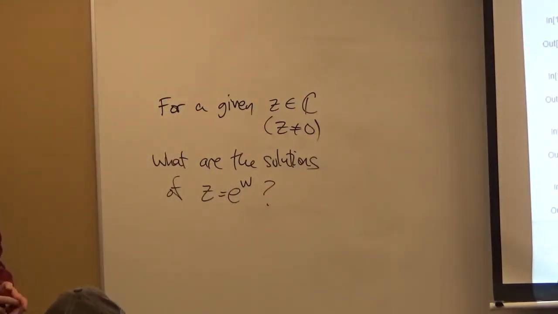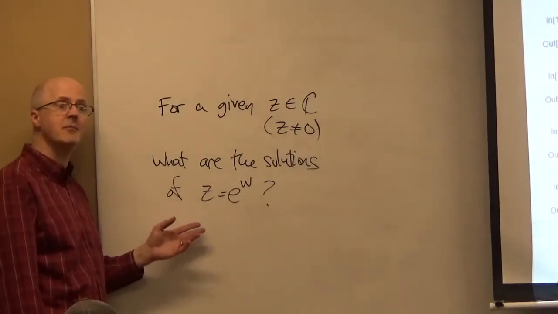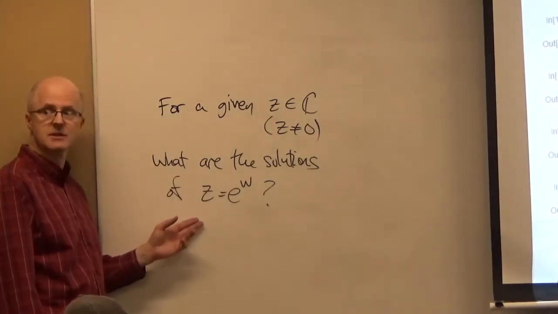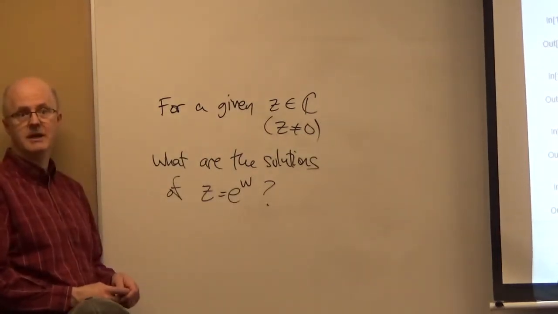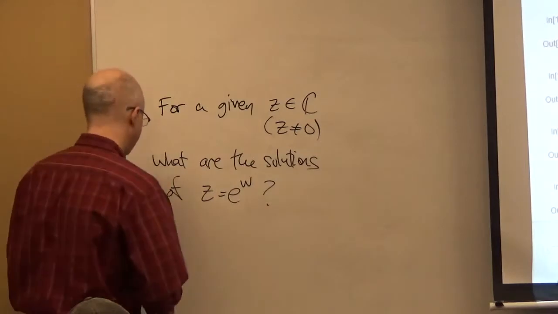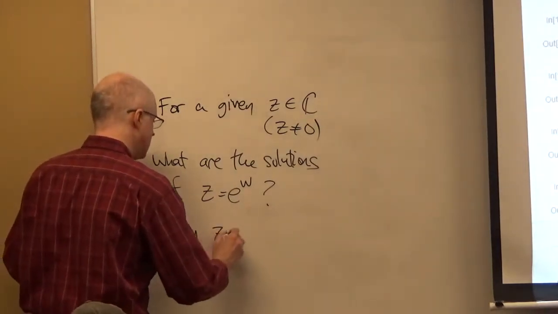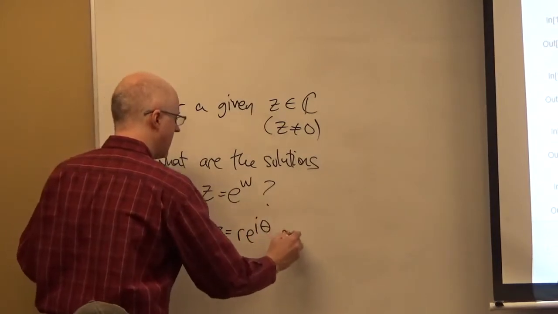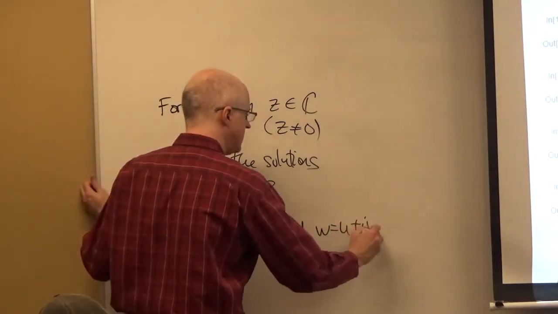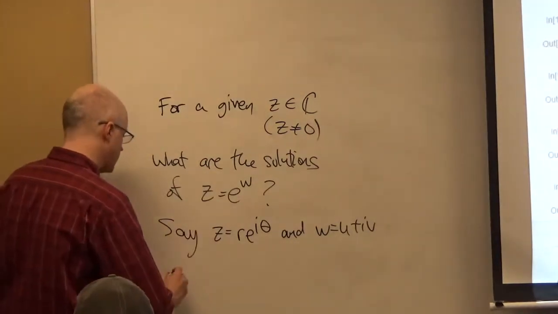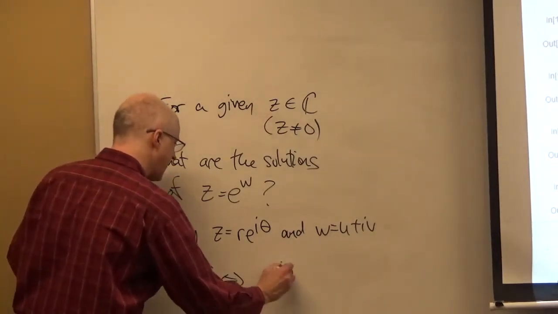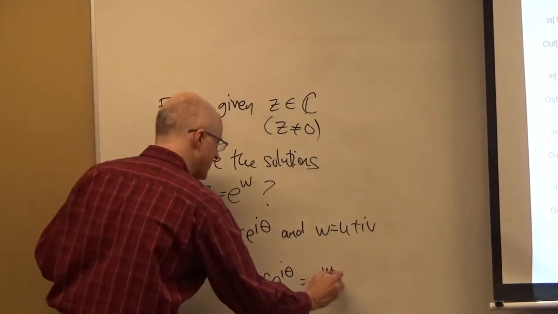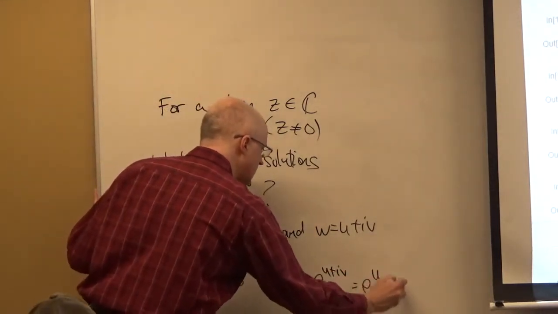To help you figure it out, and therefore, evidently, to find the complex logarithm. If there are solutions to this, we should probably call them logarithms, right? It's helpful to write z in polar coordinates and w in rectangular coordinates. Say z is r e to the i theta, and w is u plus iv. Then this equation, z equals e to the w, is equivalent to r e to the i theta equals e to the u plus iv, which is e to the u times e to the iv.